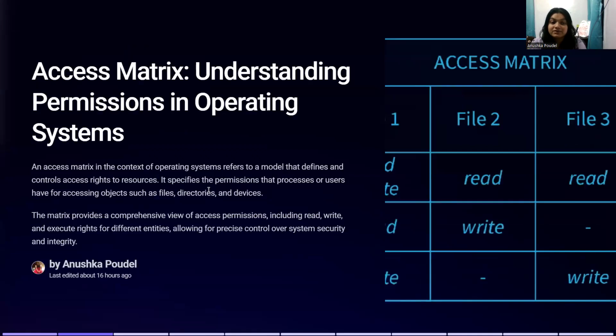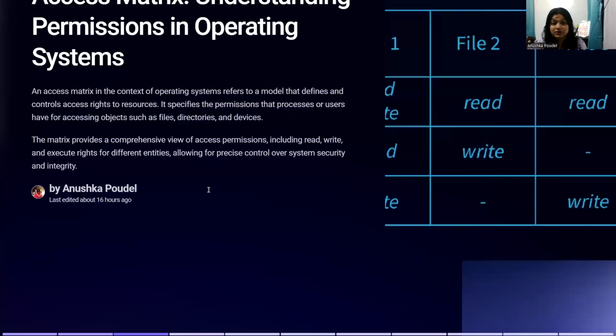Today we'll be talking about access matrix, understanding permissions in operating systems. And let's understand what an access matrix is. Access matrix in the context of operating systems refers to a model that defines and controls access rights to the resources. It specifies the permissions that processes or users have to access objects such as files, directories, and devices. The matrix provides a comprehensive view of access permissions, including read, write, and execute rights for different entities, allowing for precise control over system security and integrity.